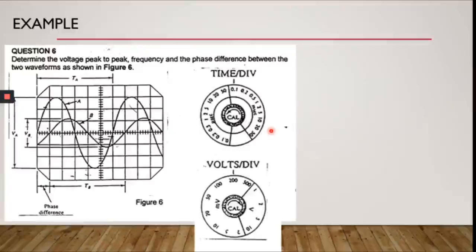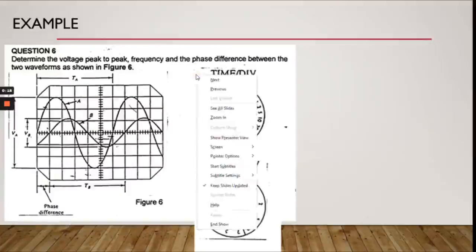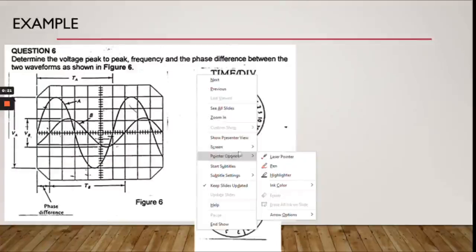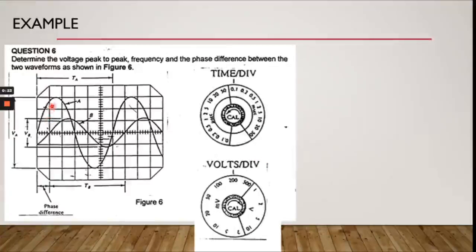Okay, now let's look at a few more examples. Okay, so now we move on to the example. For this question, it's similar to the question that you've seen earlier. So you have two waveforms here labeled A and B.